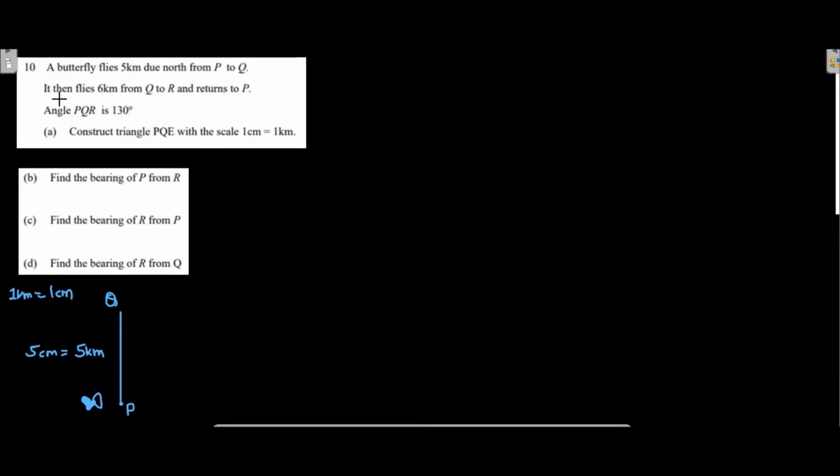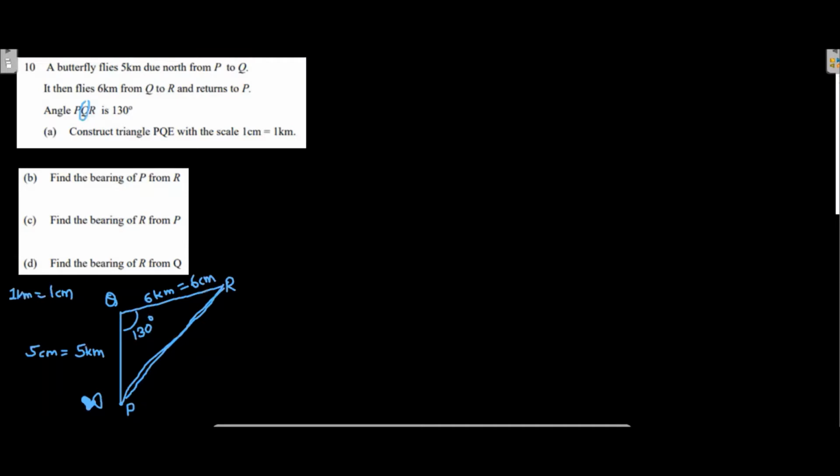Let's go further. The butterfly then flies 6 kilometers from Q to R. 6 kilometers means 6 centimeters. And then it returns to P. So from R, it is going to return to P. Just consider this as a straight line. Then angle PQR is 130 degrees. I told you the middle letter is where we have to mark the angle. So PQR means Q is 130 degrees.